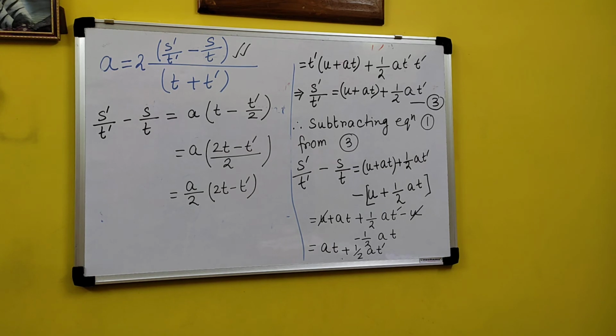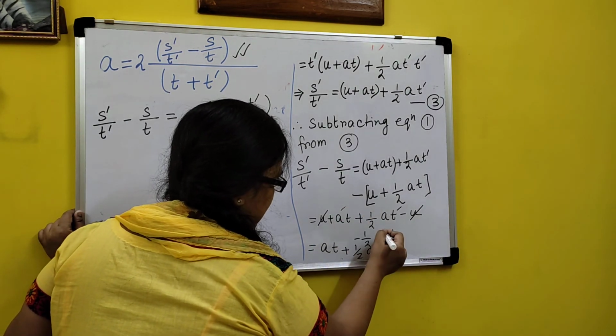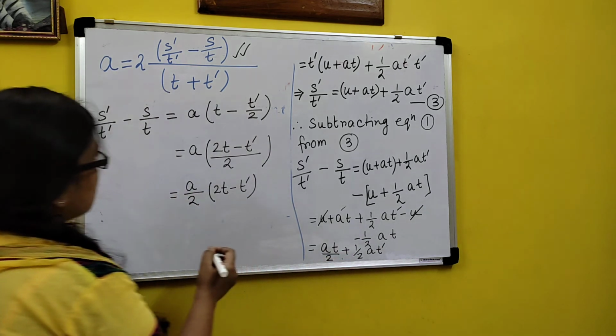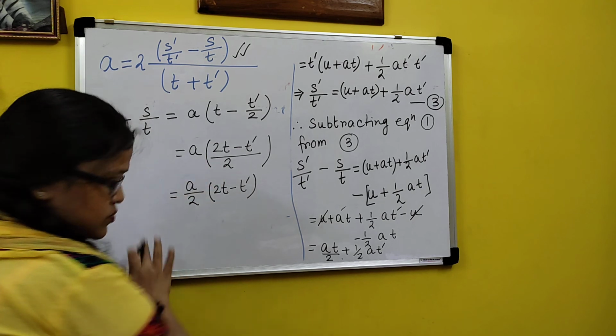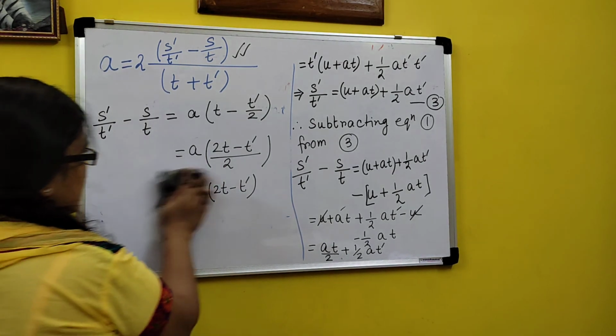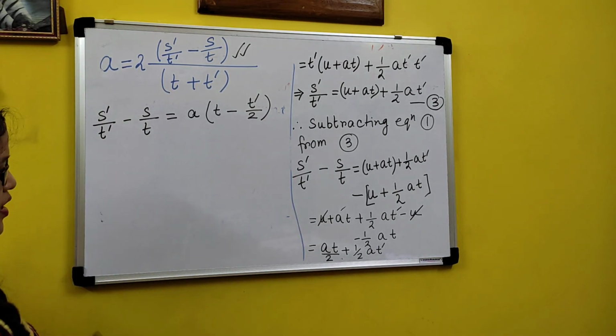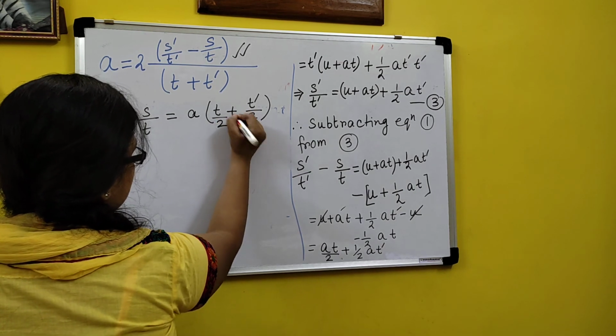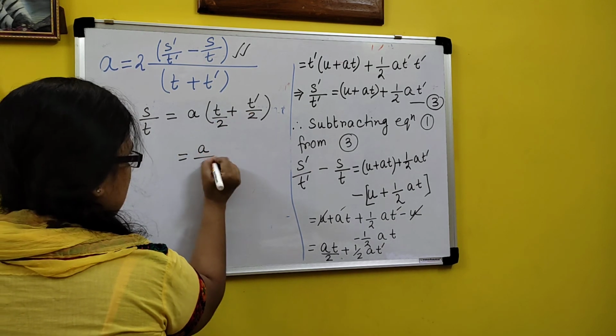Hey, wait for a while. We have done one mistake here. Achha, this at minus half at will be at by 2. So it will be no problem. So please, sorry for that. One mistake. So it will be a taken common. So it will be t by 2, t prime plus 2. So a by 2 done.